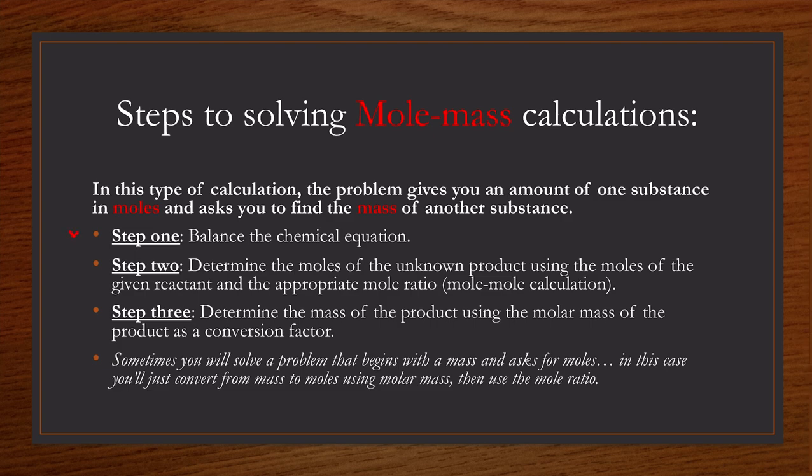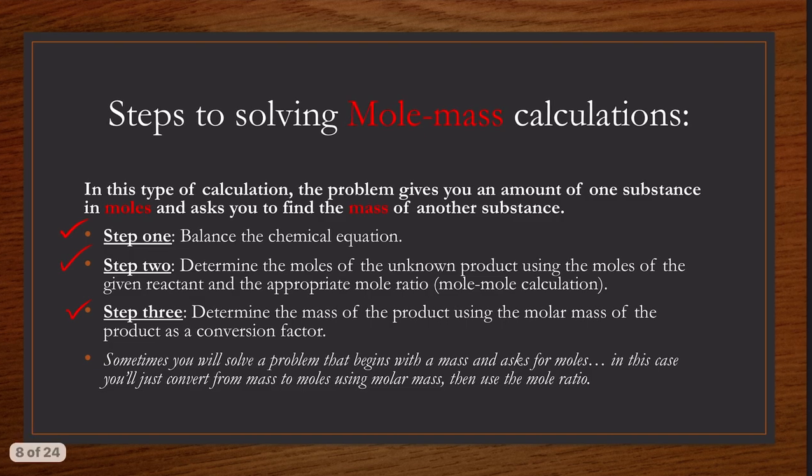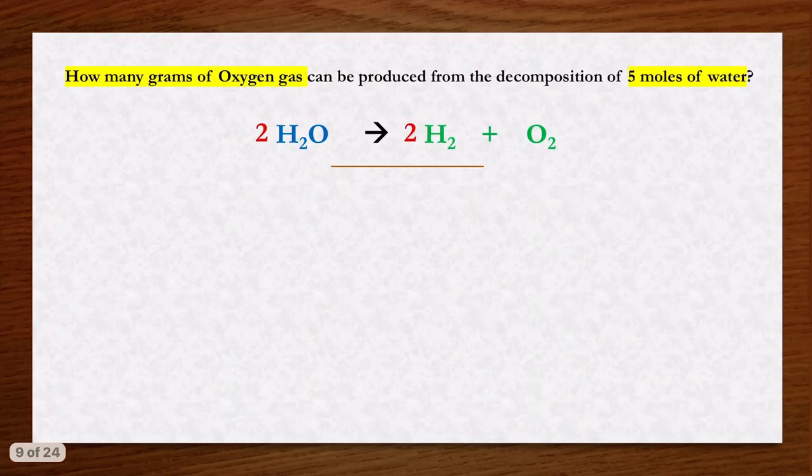And so remember step 1, we're going to balance our chemical equation. Step 2 is going to be to use our mole ratio to convert from moles of one substance to moles of the other substance. And then the last step here is to use our molar mass to convert from moles to grams. All right, so let's go ahead and take a look at our example.